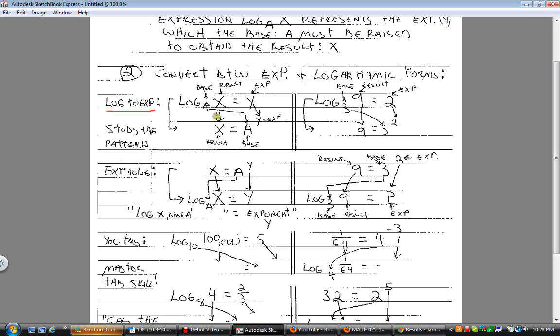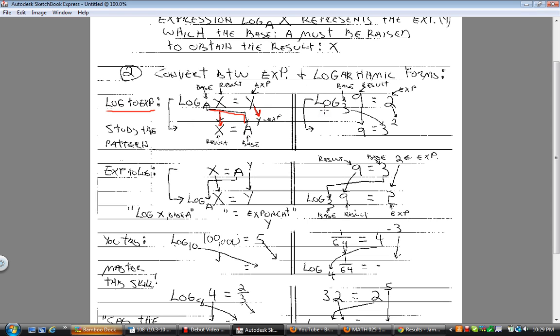The steps I like to do, you can follow my patterns here, is I like to drop the result down. Result equals the base, whatever that is, a, raised to the exponent. Now we are going from logs to exponents. So you just got to practice this conversion technique, and these two statements are equivalent. It's just a matter of what form you want to write them in.